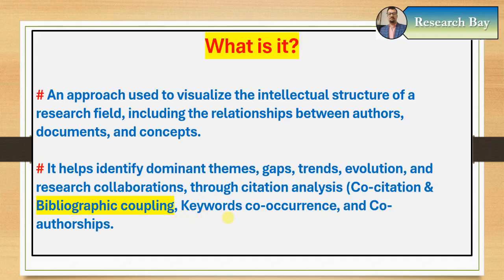Then we talk about keyword co-occurrence: how often the same keywords occur in different articles. And co-authorships: collaborations between authors, collaboration between institutions, and collaboration between countries. It can be a single country publication, it can be a multiple country publication. So that helps us to identify the themes and trends in the current topic.